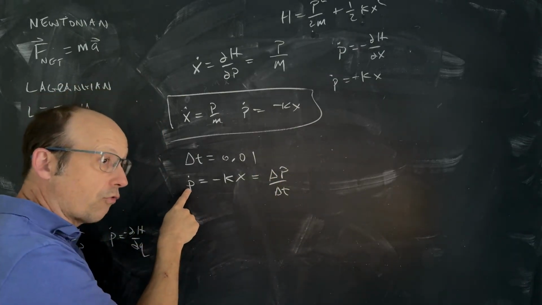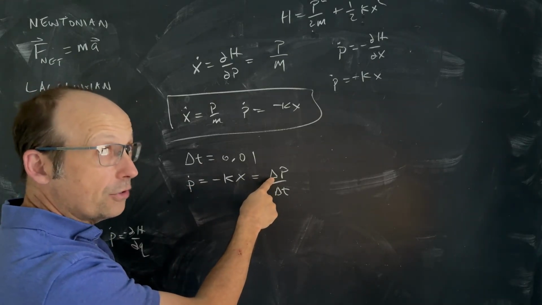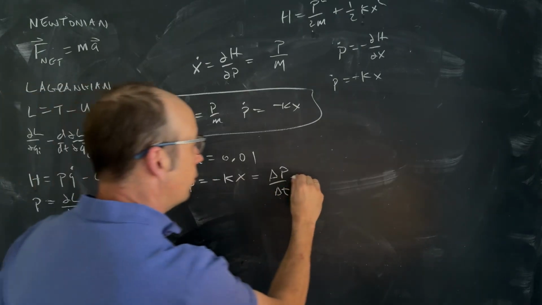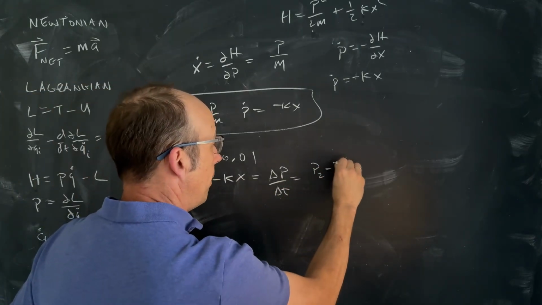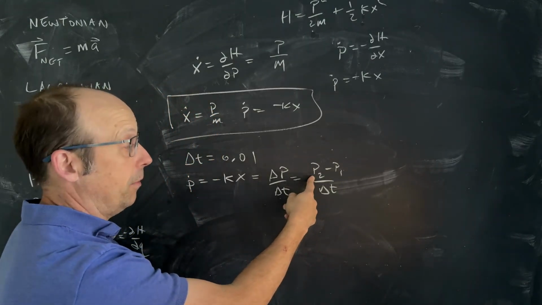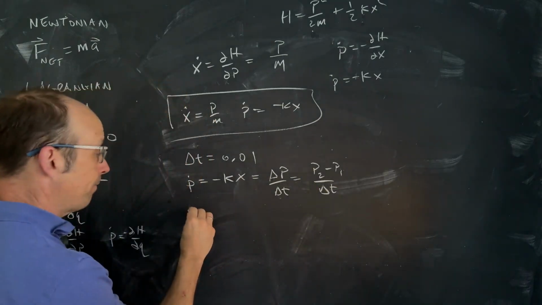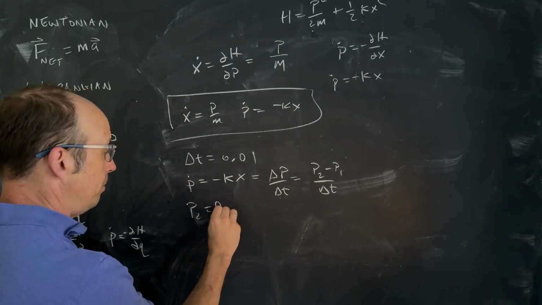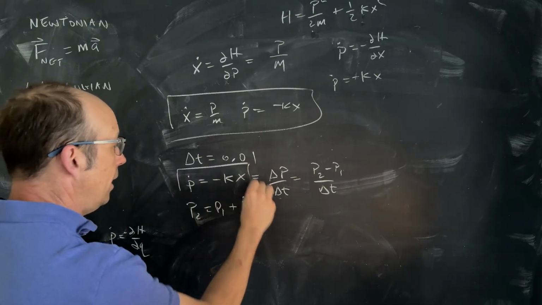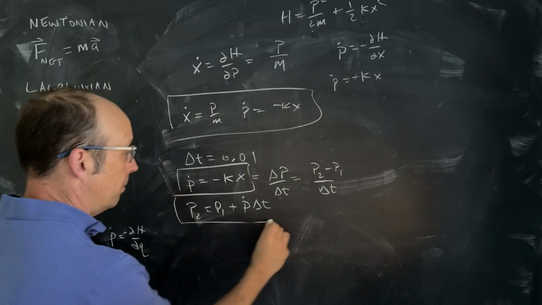P dot is the derivative of p with respect to time, so I can write that as a difference, change in p over change in t. And I know change in t is constant. So this is going to be p2 minus p1 over delta t, where p2 is the momentum at the end of the time interval, p1 is the momentum at the beginning of the time interval. So with that, I can say p2 is p1 plus p dot delta t. So right here, I'm going to solve for p dot and then use that to update p.